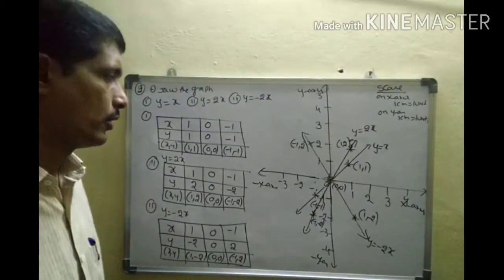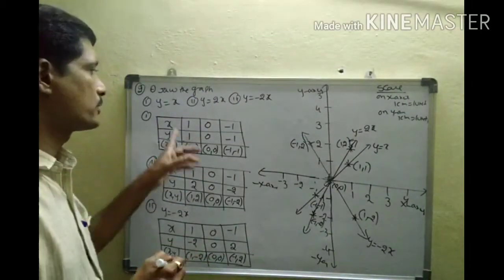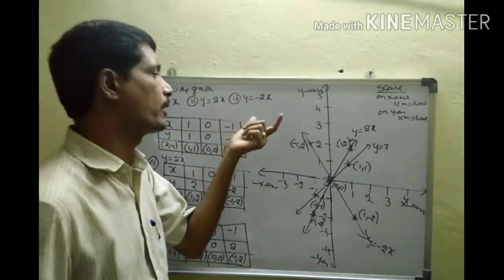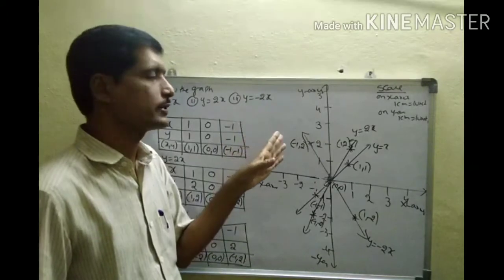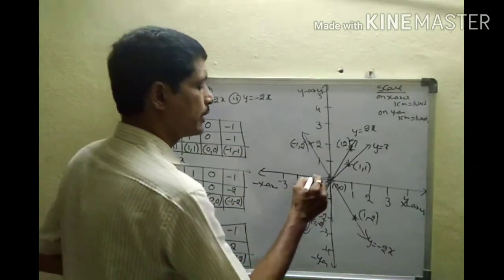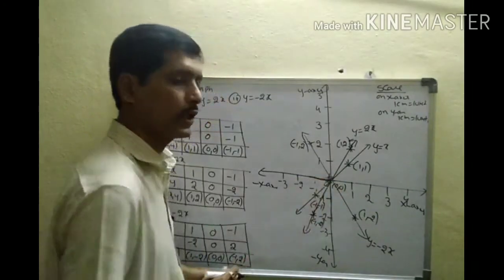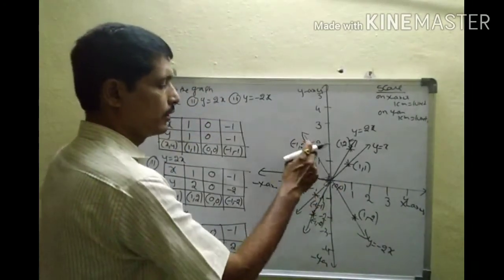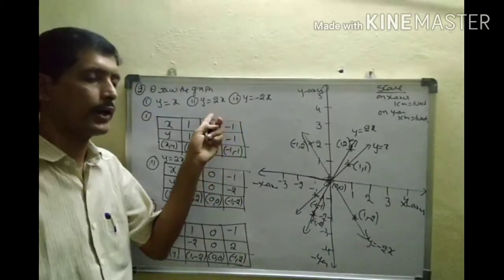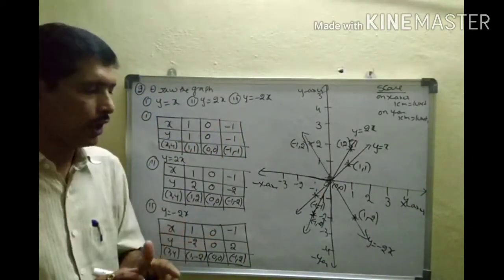See, observe this one. Here y equal to x, y equal to 2x, y equal to minus 2x, or whatever it may be, y equal to 3x or y equal to minus 3x, whatever it may be, that is always passing through origin only. Okay, yes, see, this is origin. Therefore y equal to 2x or whatever it may be, therefore passing through origin.